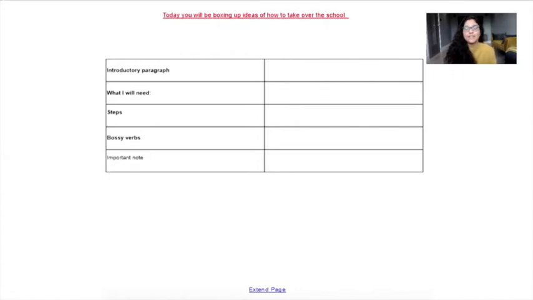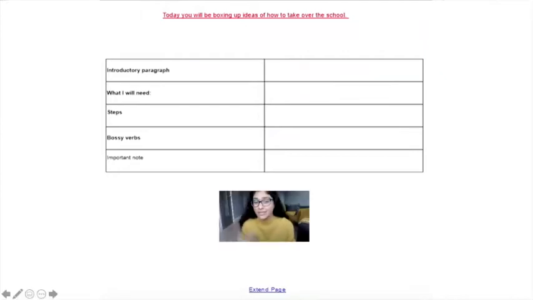We have to have a section for our introductory paragraph, what I will need, steps, bossy verbs, and also an important note. I'm going to give you an example of what I would do if I was to box up my ideas on how to take over the school, just to help you understand what is expected of you from this box up when you do it later on today.